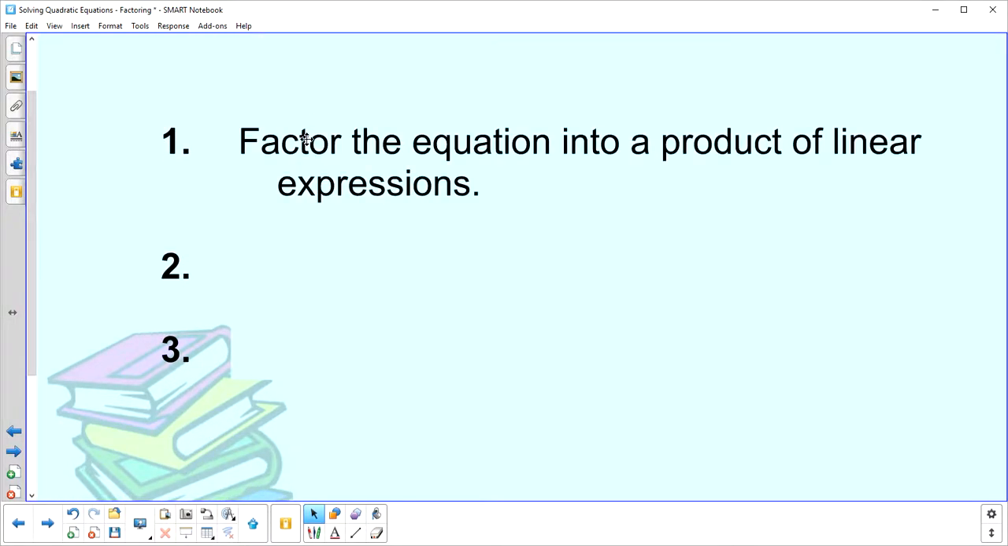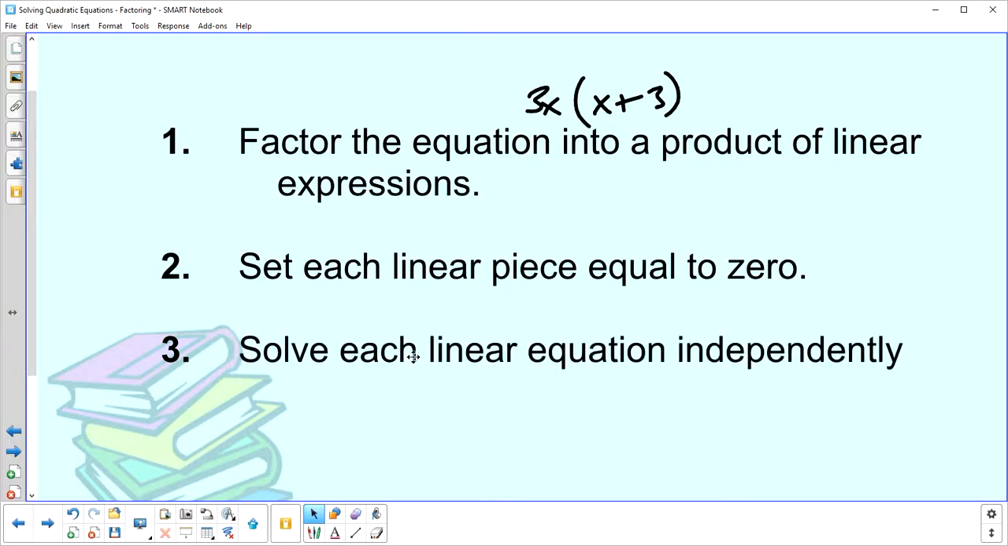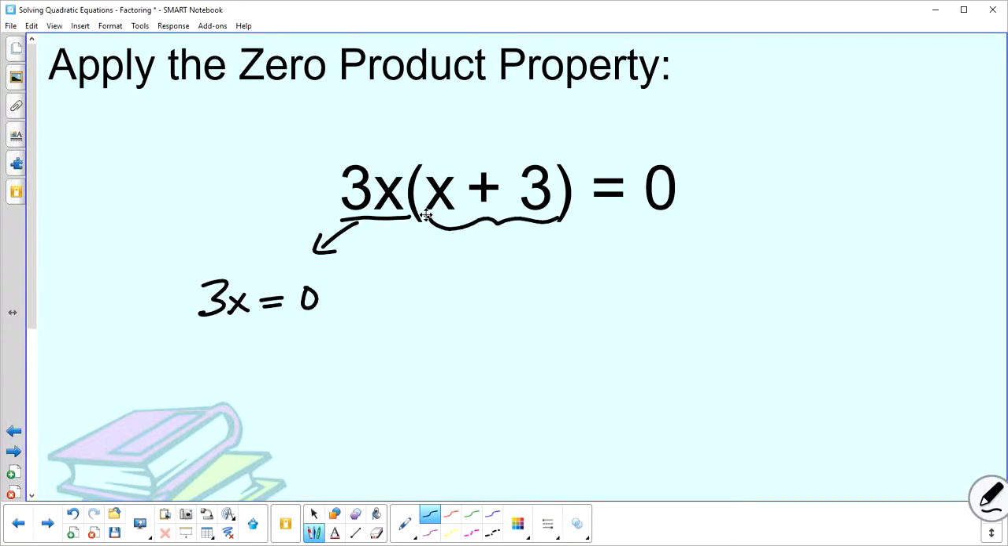Okay, so after we factored our equation, we said we want to apply the zero product property. And what that means is we're going to factor the equation like we did, so we get a product, meaning multiplication of linear expressions, which is what we just had, 3x times x plus 3. Here's our product of linear expressions. And we're going to set each linear expression equal to 0. So we're essentially going to separate these into 2 equations, which we're going to solve independent of each other. So looking at that example, I've got one linear expression, 3x, so I'm going to create an equation, 3x equals 0. And my second linear expression in the product is x plus 3, so I'm going to set that also equal to 0.